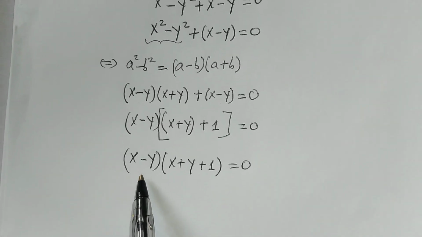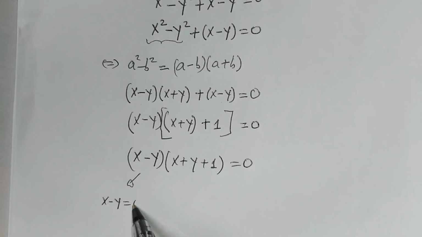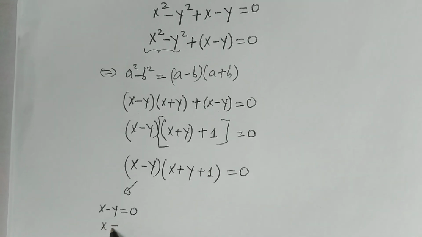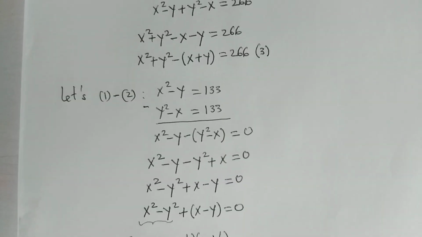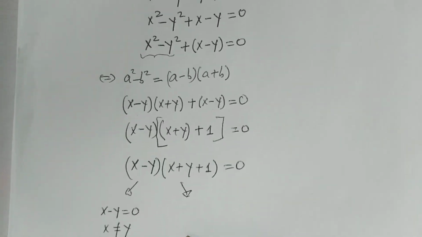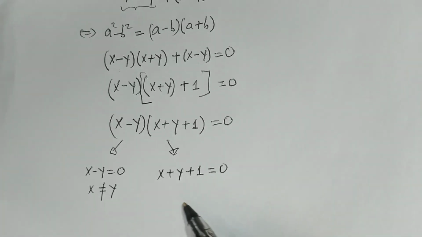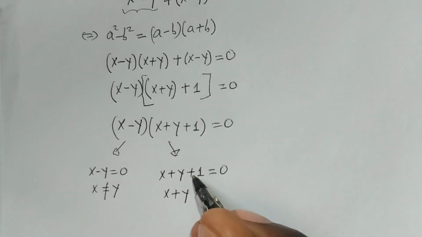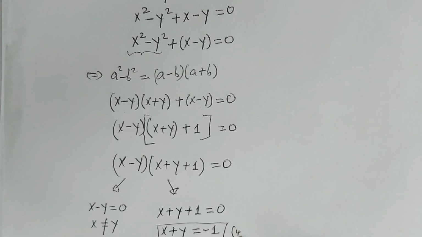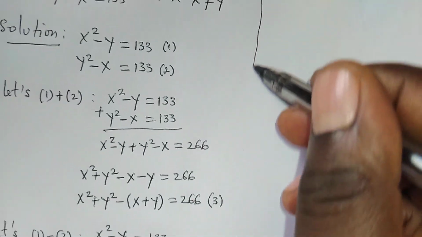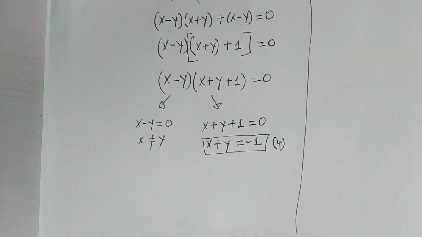Here we have a product of two factors. This one, x minus y is equal to 0, x is equal to y, but our condition says that x is different to y, and this one, x plus y plus 1 equal to 0, x plus y equal to minus 1. This is equation number 4.